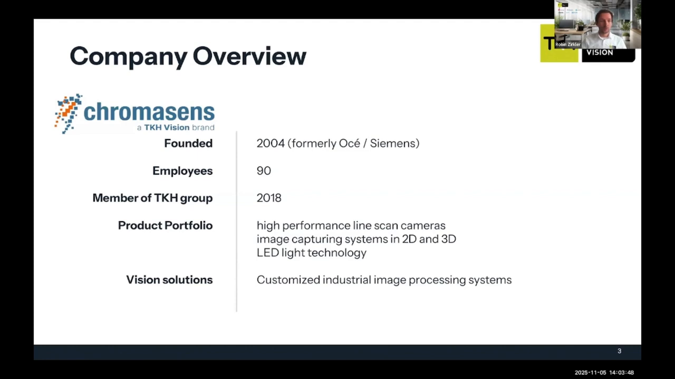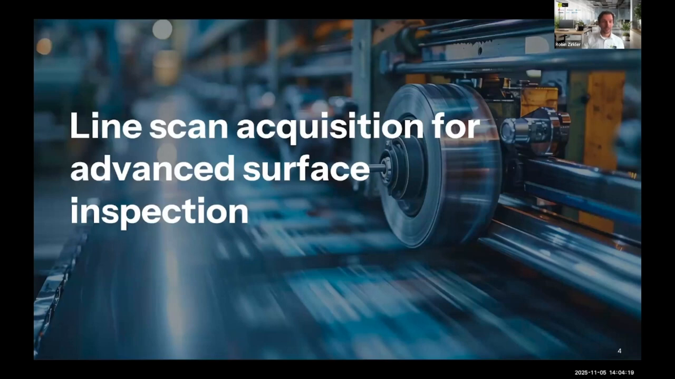So a short overview about the company. Chromasens was founded in 2004. We are about 90 employees here in Germany. We are a member of the TKH group since 2018. Our product portfolio are high-end, high-performance line scan cameras, image capturing systems for 2D and 3D, and also LED light technologies. We are also providing fully customized vision solution systems. So today, the topic is advanced line scan acquisition for surface inspection.